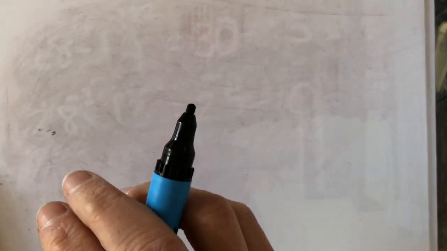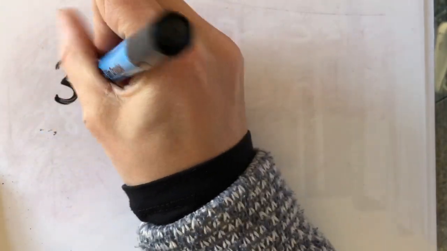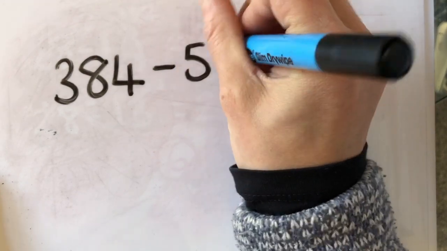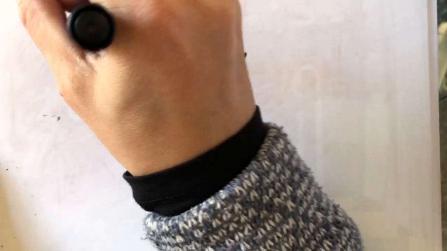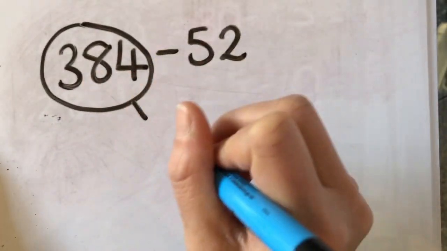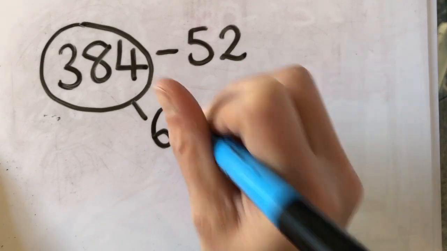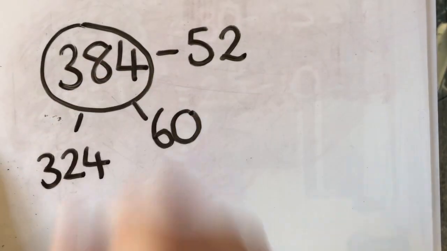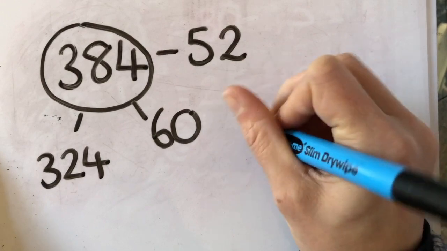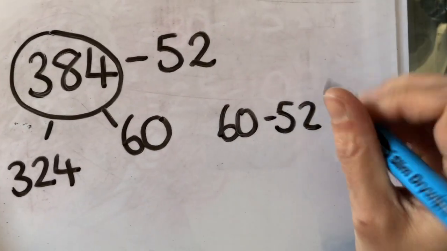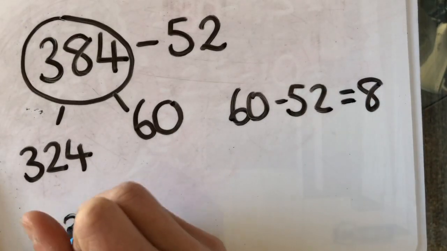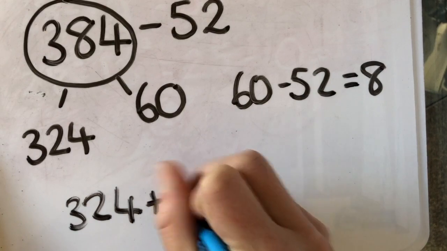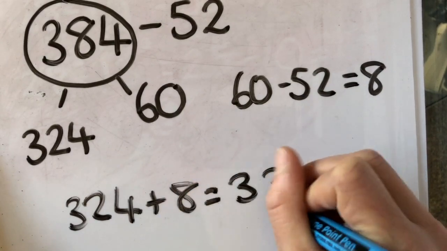If I look at a slightly different example, I'm going to go with 384 take away 52. Again, my next 10 to my 52 is going to be 60. So I'm going to regroup my 384 into 60 and 324. I know that 60 take away 52, using those number bonds again, what do I need from 2 to get to my next 10 is going to be 8. And then I can do 324 plus 8, which is going to give me 332.